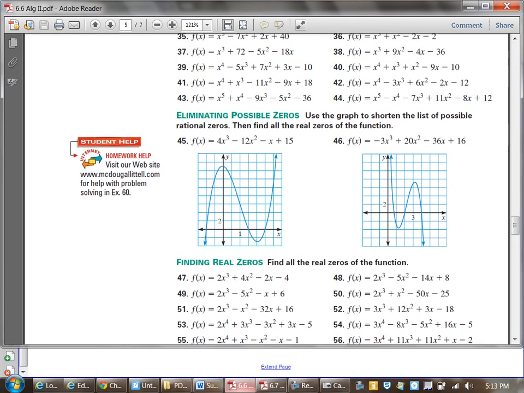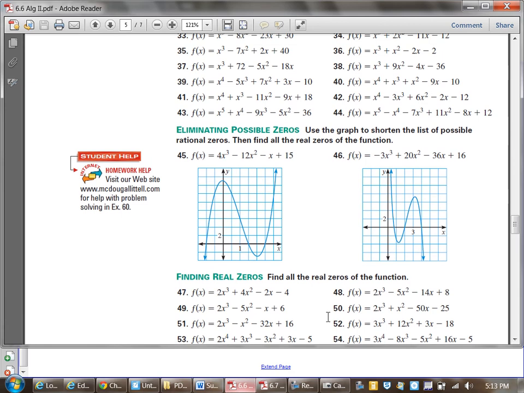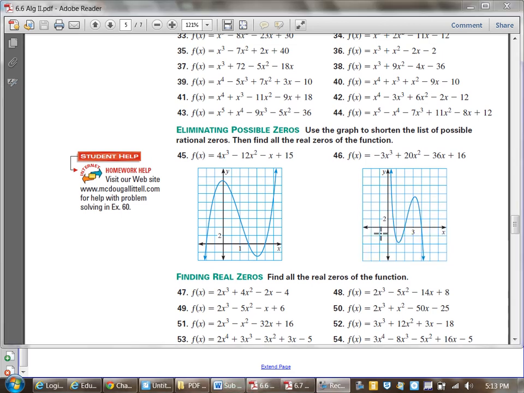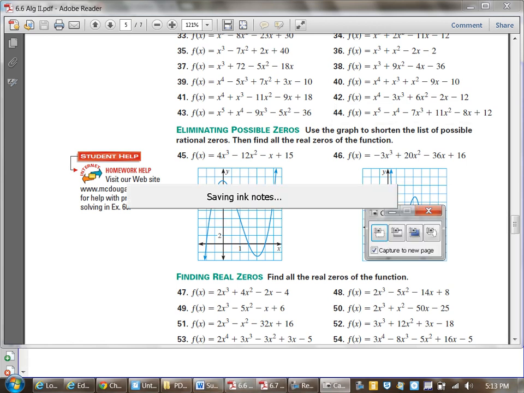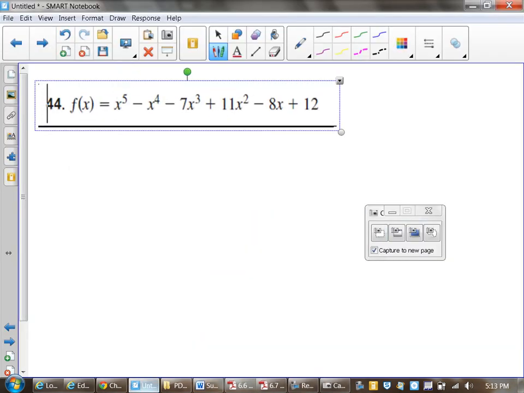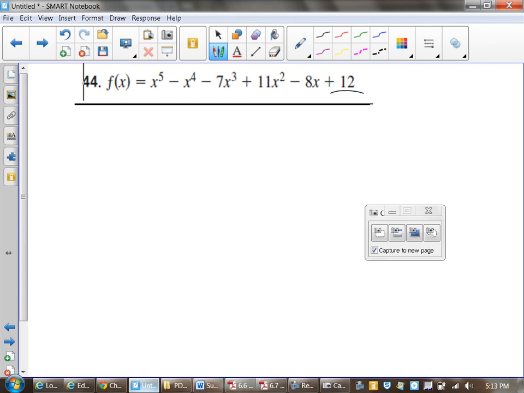If we scroll through and we look at 44, I'm sure most of you guys looked at that and went, oh no, I can't do it. Yes, you can. Again, check your possible zeros for 12, divided by 1. So we have plus or minus 1, plus or minus 2, plus or minus 3, plus or minus 4, plus or minus 6, and plus or minus 12. Start with your 1 and work your way through your synthetic.